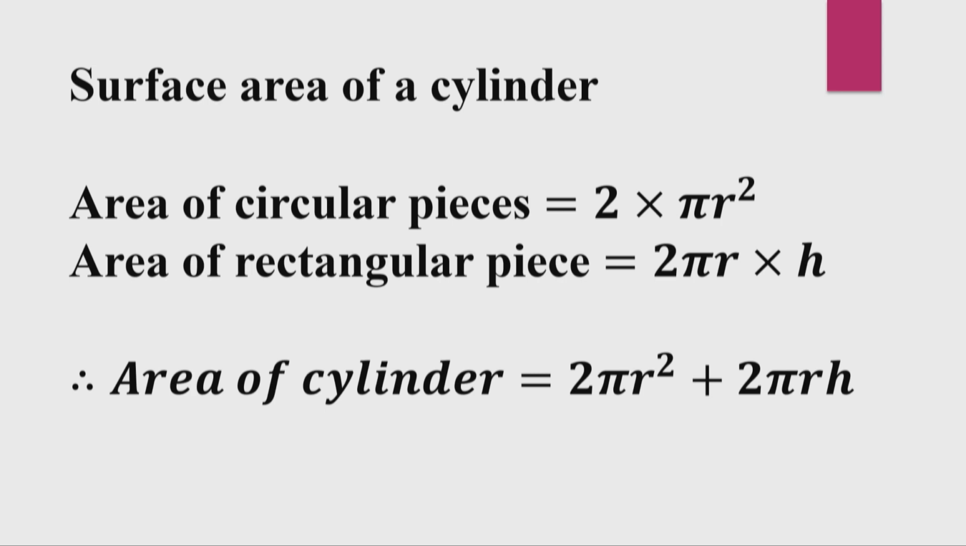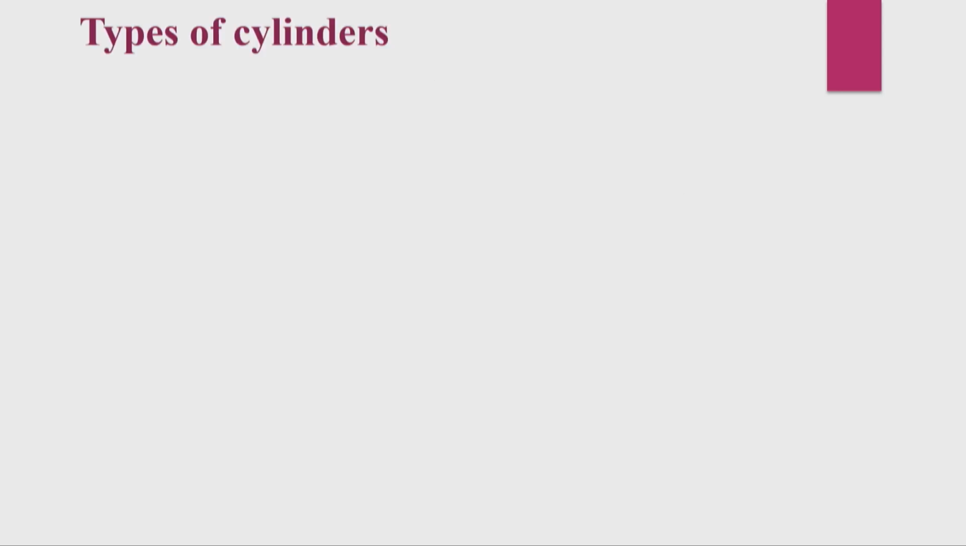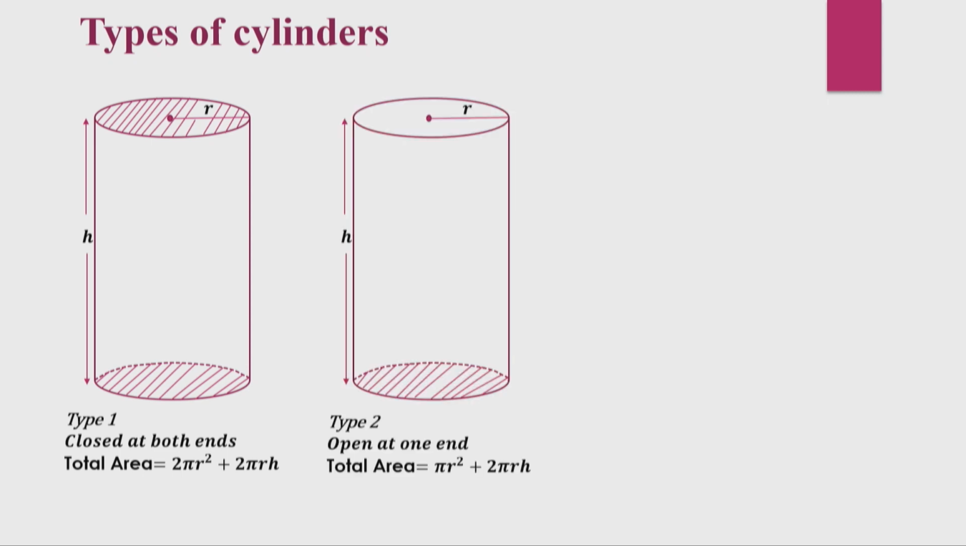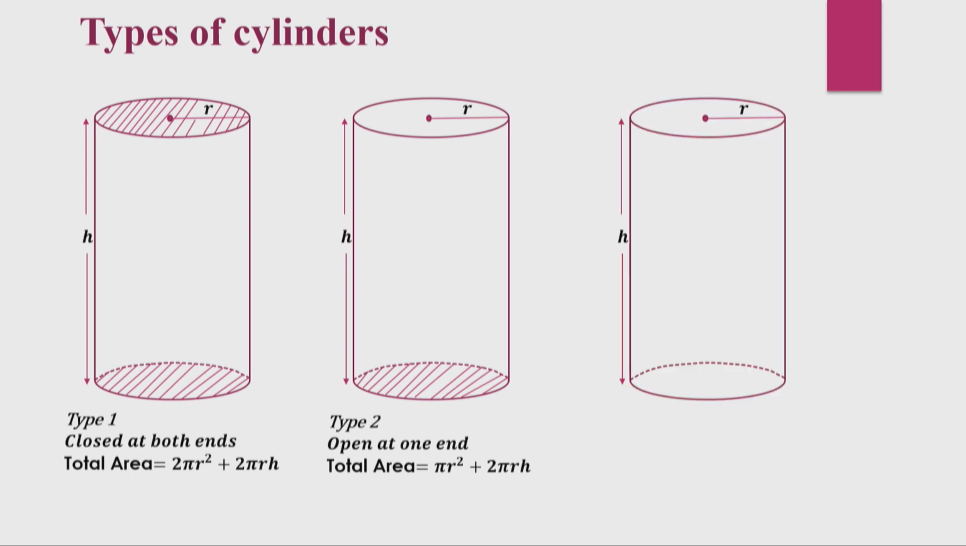The surface area of a cylinder depends on the types of the cylinders. Type 1, closed at both ends. The total area is equal to 2 pi r square plus 2 pi r h. Type 2, open at one end. The total area is equal to pi r square plus 2 pi r h. Type 3, open at both ends. Total area is equal to 2 pi r h.